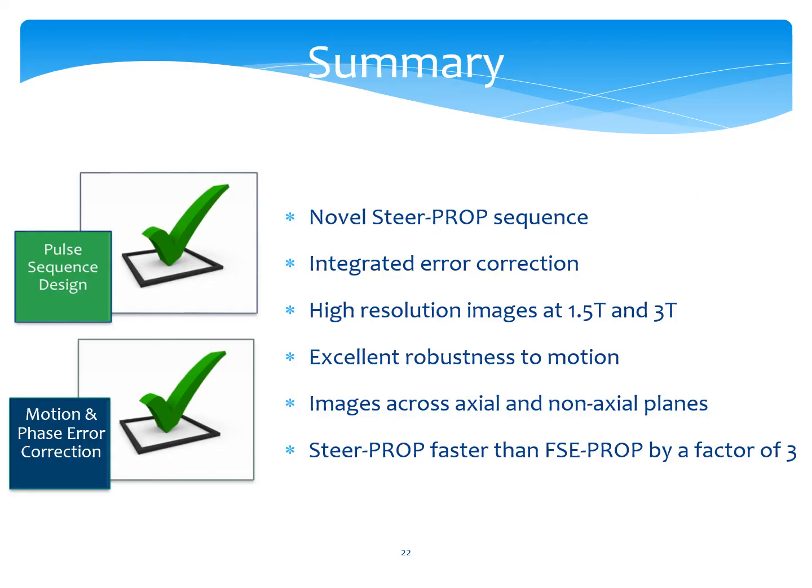In summary, what we have shown in this paper is the demonstration of our novel steer propeller, which is an alternative GRASE-based propeller sequence, which has an integrated mechanism for phase error and motion error correction, and is demonstrated to produce high-resolution artifact-free images at 1.5 Tesla as well as 3 Tesla. The sequence has excellent robustness to motion, and it can be used to acquire images across axial and non-axial planes. The steer propeller sequence is faster than the standard FSE-based propeller sequence by at least a factor of 3.